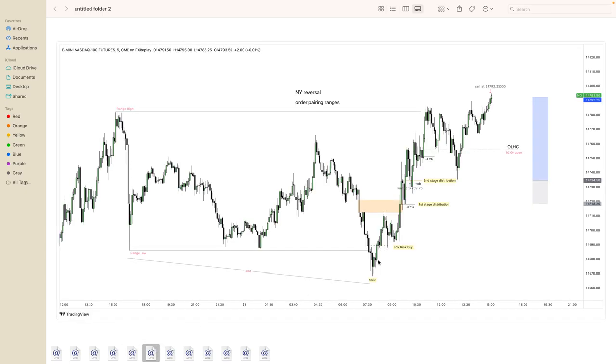All right, so we hit this key level at 7:30. So again, 8:30, 9:30, we don't have to manipulate because manipulation has already occurred. All right, so this is all IPDA, okay? So we take out the range low, right? And we target the range high. So order pairing ranges, as you see here, New York reversal. We invert this fair value gap. We're starting to break up, right? This is a low risk buy.